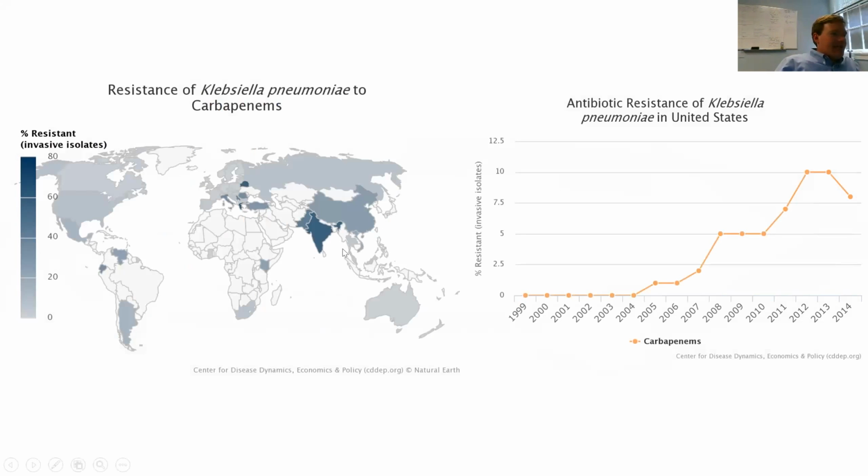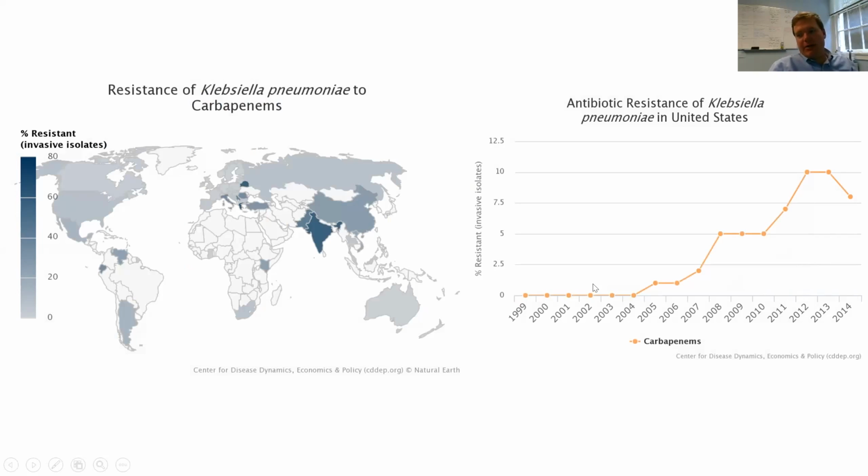We're a global society. So on the left is resistance of Klebsiella pneumoniae to carbapenems. Over here in the U.S., if you're looking at hospital-acquired Klebsiella, about 10% in the U.S. are resistant to carbapenems. In India, it's 57%. That's a real problem.